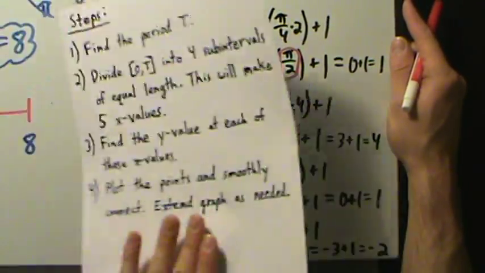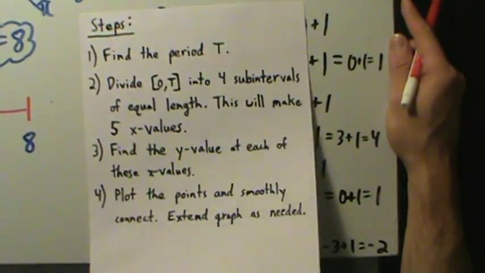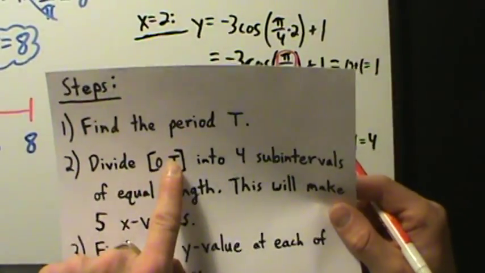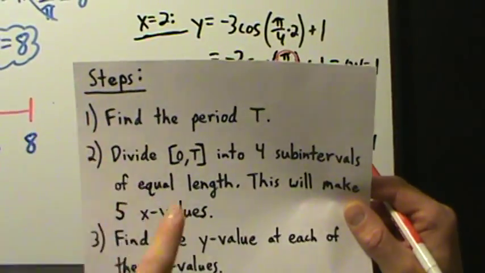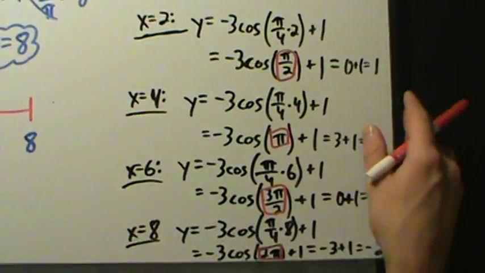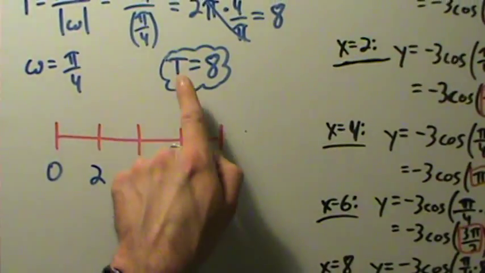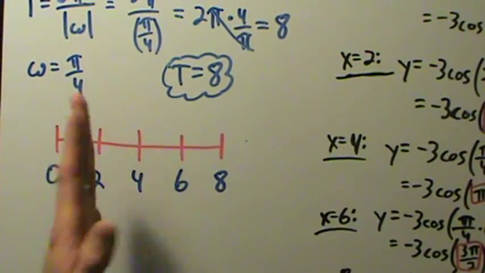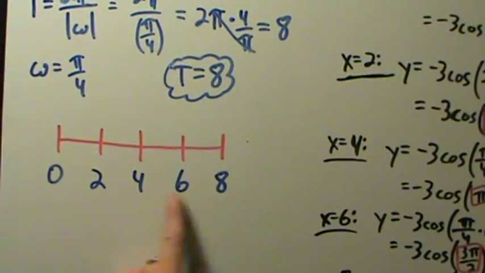If you follow these steps carefully and exactly as they're written, just like we did here. So make sure you do 0 to t. Okay, you can use other intervals, but if you do 0 to t, like we did here, 0 to 8, because t was 8, so 0 to 8, if you use that exact interval, divide it up into 4 subintervals, you get these 5 values.